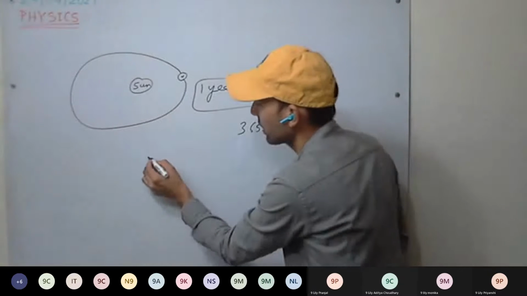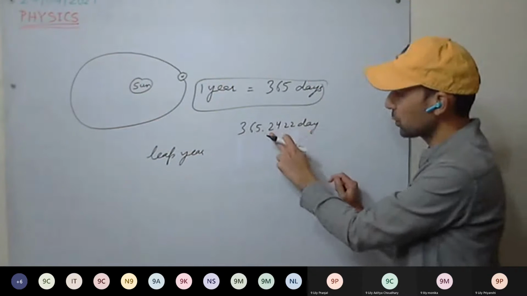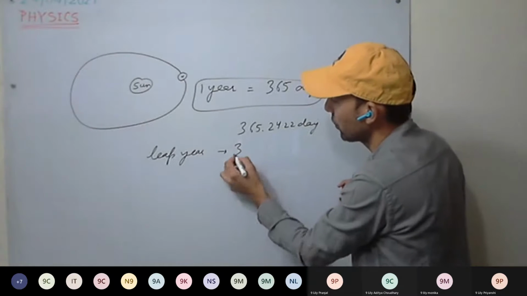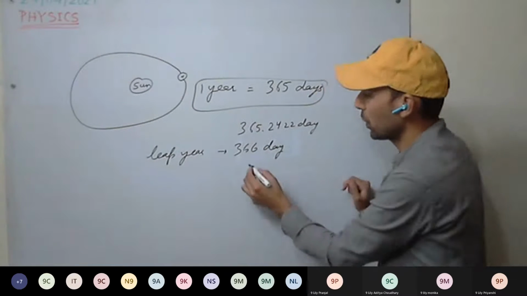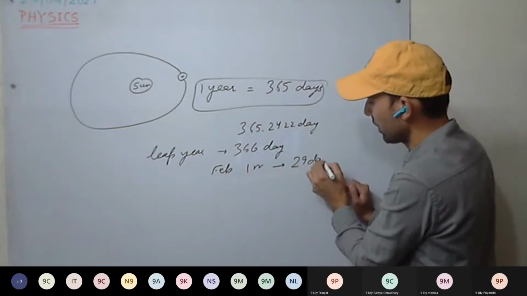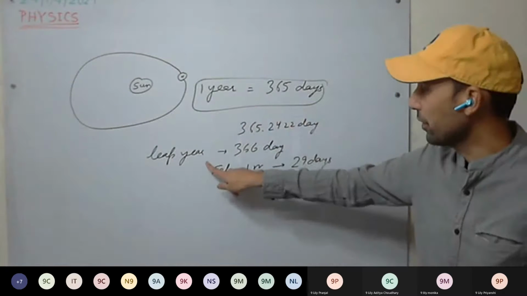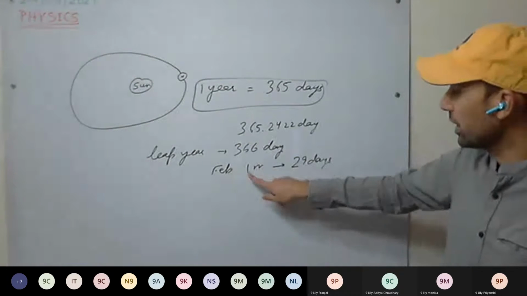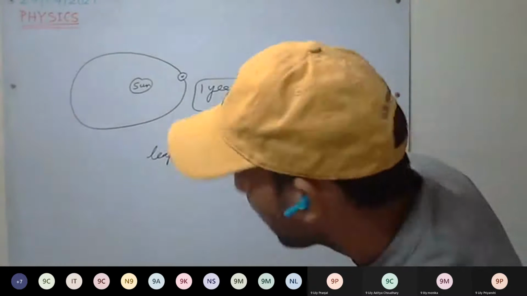Next, we discuss the leap year. After every 4 years, this extra 0.2422 becomes around 1 day. So a leap year consists of 366 days. In a leap year, in the month of Feb, we add one more day, so it becomes 29 days. In a normal year we take 365 days, and in a leap year 366 days. That is, in Feb, instead of 28 days, we take 29 days. This is clear.